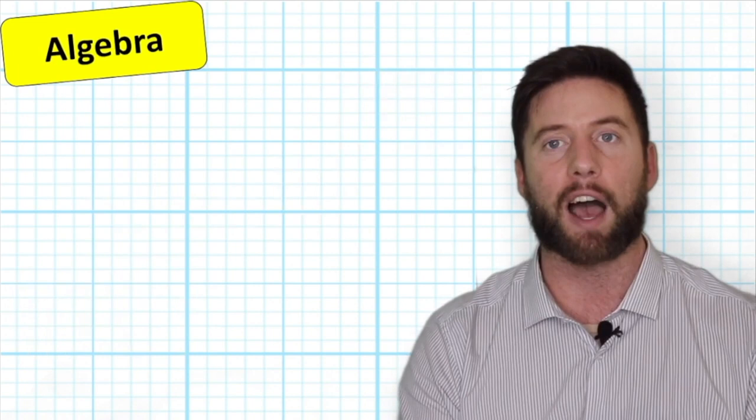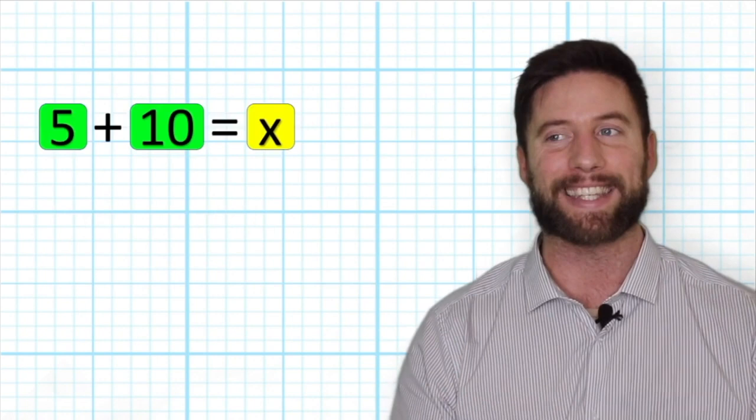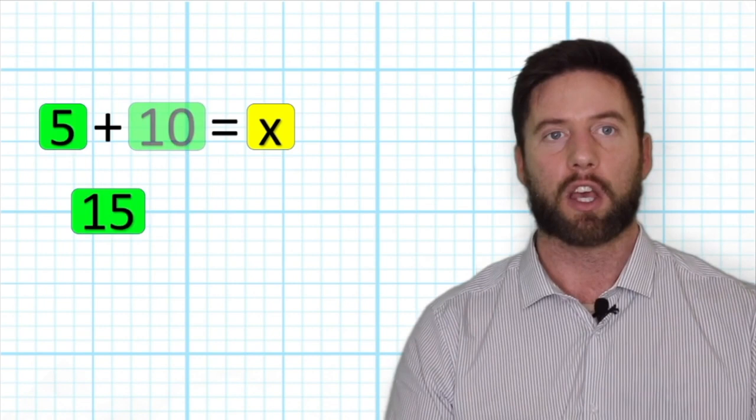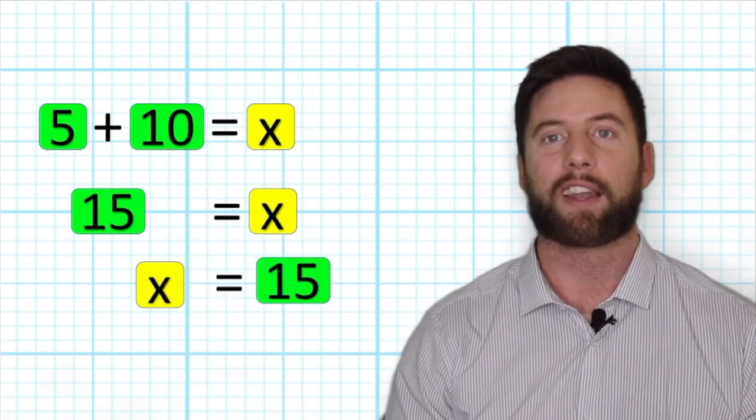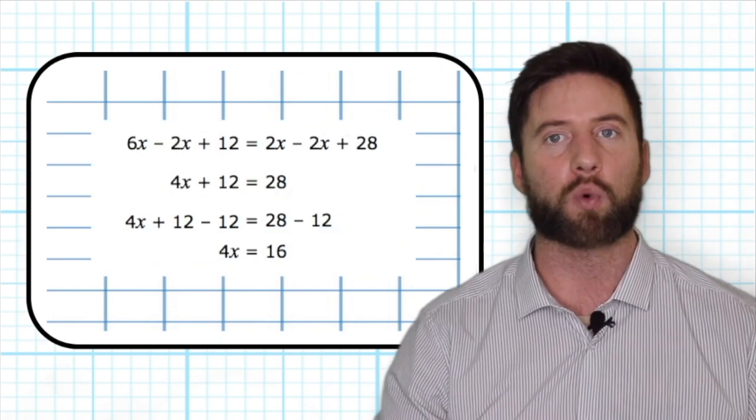One of the main aims in algebra is to solve equations, finding out the unknown value, in this case, X. In this example, it's pretty easy to see that we have got 15. 5 add 10 is 15. And all we need to do is add 5 to 10, gives us 15. Therefore, 15 equals X, which is the same as saying X equals 15. Now, this is an extremely easy example of anything to do with algebra. And that is why when you often see algebraic equations, they are a lot harder.